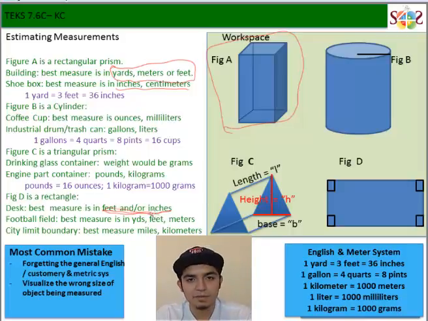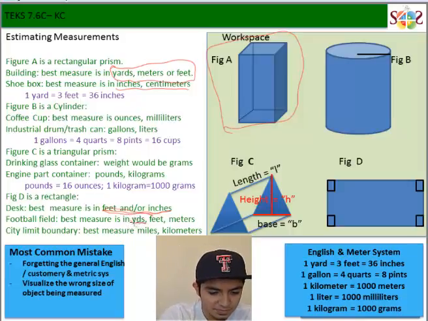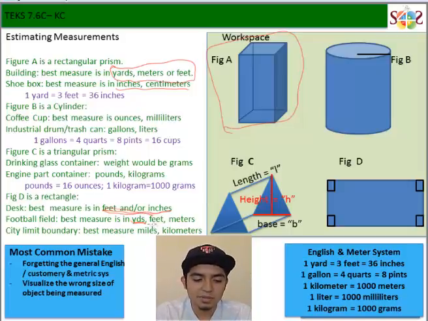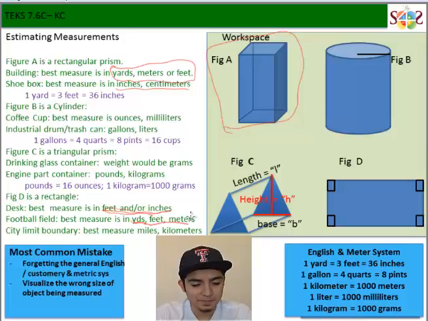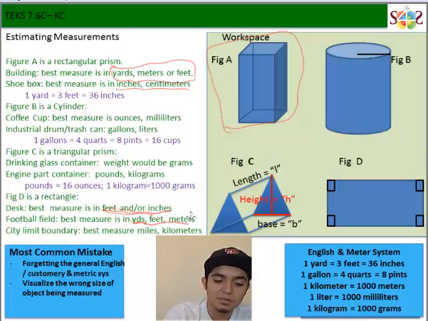Then we have a football field. We can use an American football field, for example, where the distance traveled is measured in yards. So of course we can use yards to measure that, or we could use feet or meters. Next, city boundary limits. If you're ever driving on the highway, you can see that 60 miles per hour is usually a speed limit, or outside of the U.S. you have a speed limit in kilometers per hour. So for city limit boundaries, the best measurements would be either miles or kilometers.